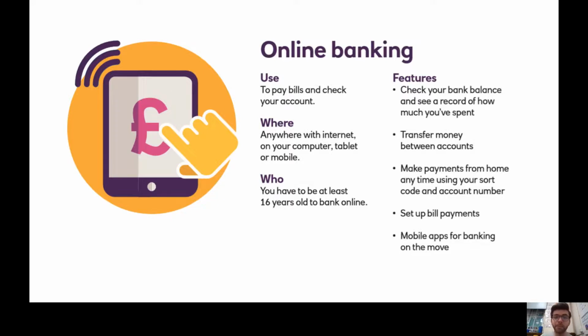And with online banking, the main features are that you can check your bank balance and see a record of how much you've spent. So on my online banking, for instance, I'm with the bank HSBC, I can go on there and it'll have a list of all my transactions, so all of the payments that I have made. So it might say, oh, on the 2nd of January, you spent £5.68 at Gale's Bakery, for example. And then it'll have a whole list of things that you can see and what you've spent.